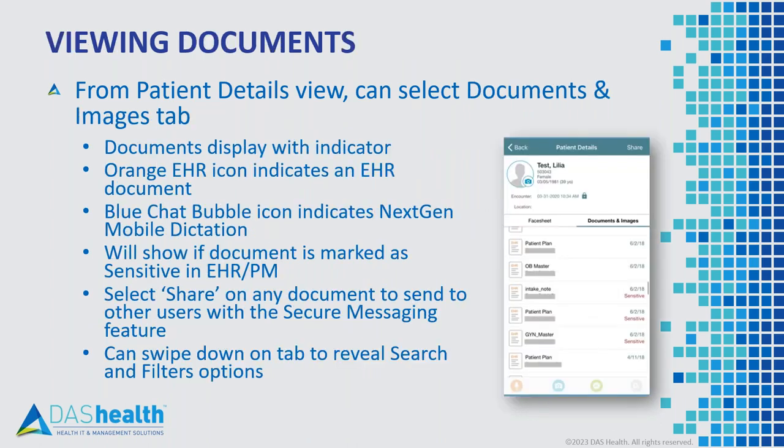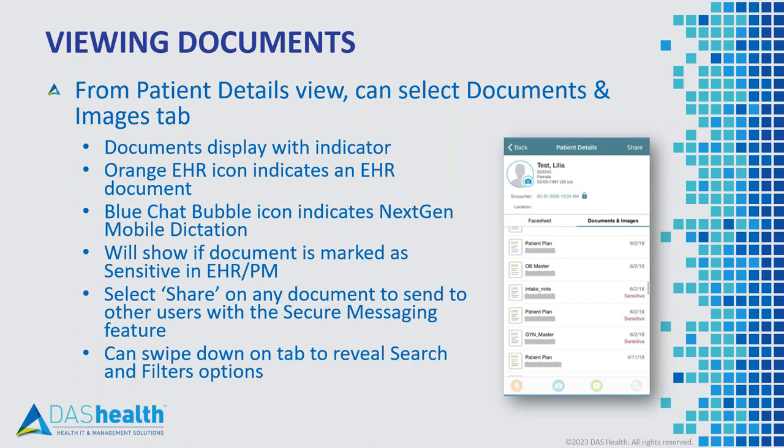In addition to the information on that face sheet, the second tab in this patient details view is going to show documents and images in the patient's chart. If a practice is using the dictation feature, which we'll go more in depth on later in the webinar, this tab is also going to include dictation documents. If you have multiple types of documents available for a patient, they will be color-coded, so you can easily see the type of document that you're looking at.